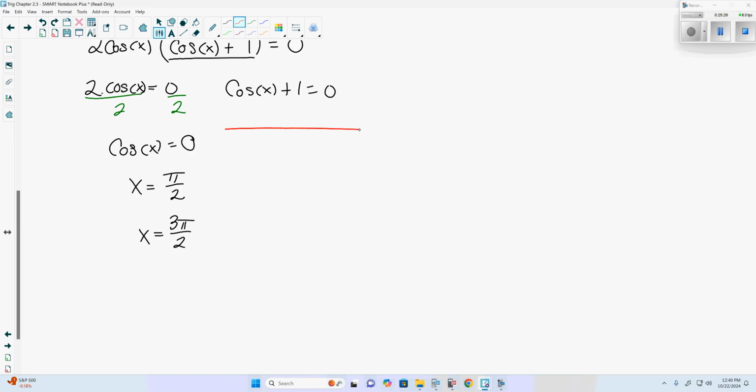Now for our cosine of x plus 1 equals 0, we do need to do some solving here. First thing we can do is subtract 1 from both sides, telling me that cosine of x is equal to negative 1. And the one place where cosine of x is equal to negative 1 is when x is pi. Our angle is pi.